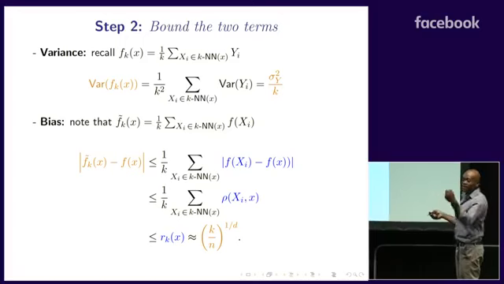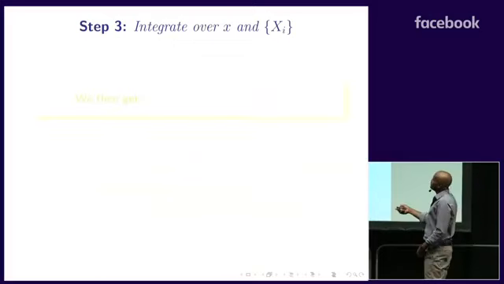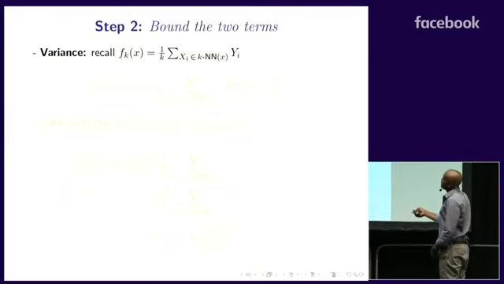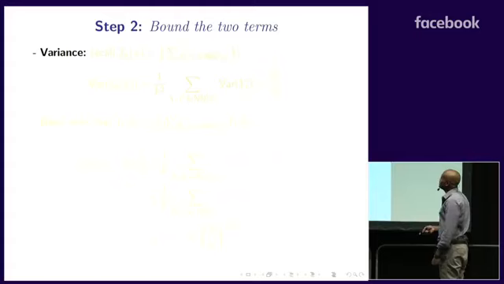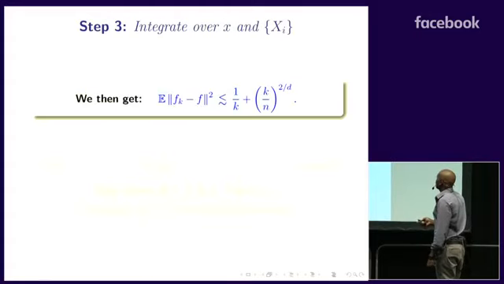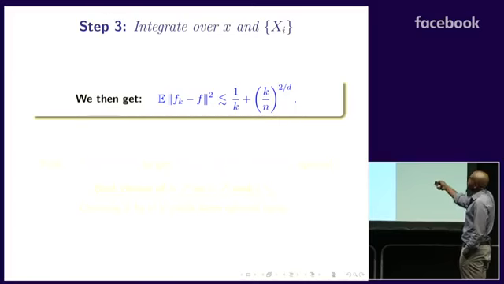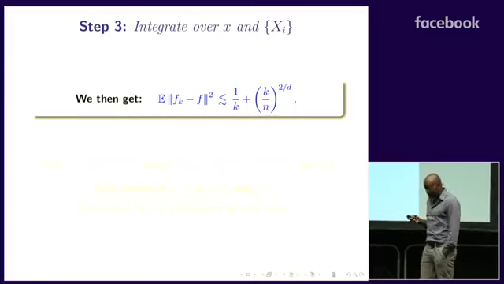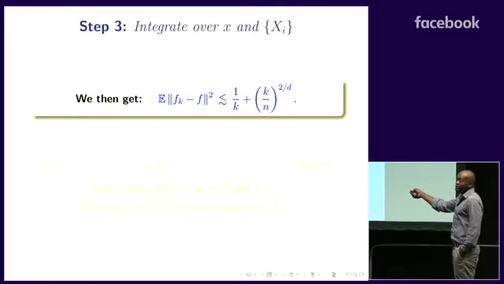Now we know that the error is the bias squared plus the variance. So we have about 1 over k plus (k over n) to the 2 over d. And remember that to do this, we fixed x and xi. Now we have to integrate over it. So we integrate over it, and quickly we get that the error is bounded this way: 1 over k, plus (k over n) to the 2 over d. This fact in itself is very interesting. It's interesting because it tells us right away that the choice of k induces a trade-off.